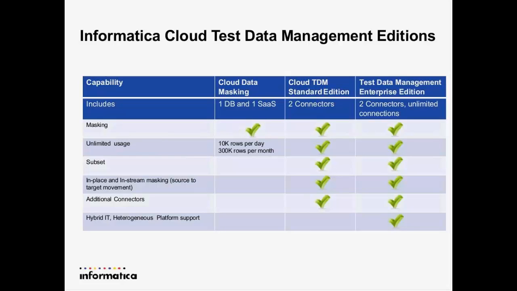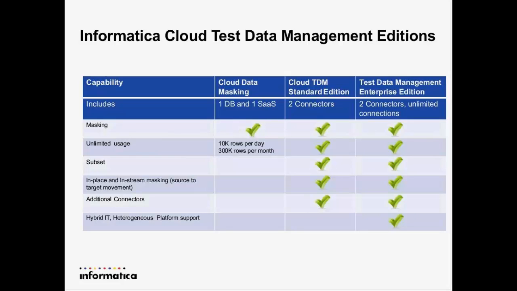If you want to do more than 10,000 rows per day, then you need to license or subscribe to the Cloud Test Data Management Standard Edition, and that's where you get unlimited usage. Now you'll notice it includes two connectors. A connector in the Informatica Cloud vernacular means I'm going to connect to a source and I'm going to connect to a target. As you saw in the demonstration with Jay, he had a source and a target.